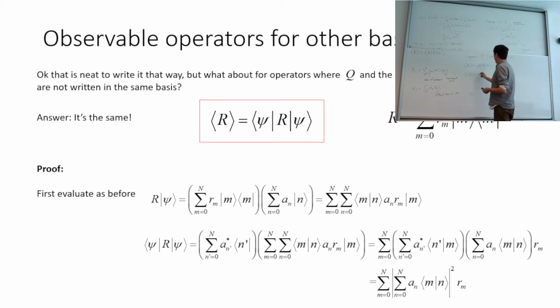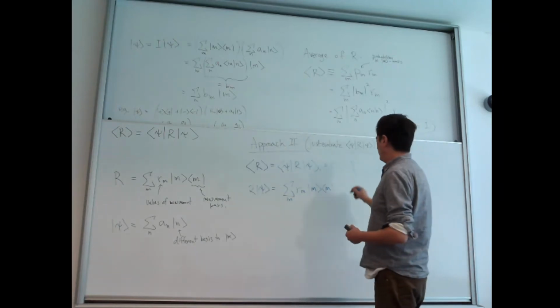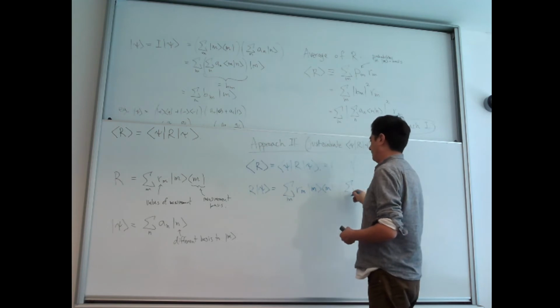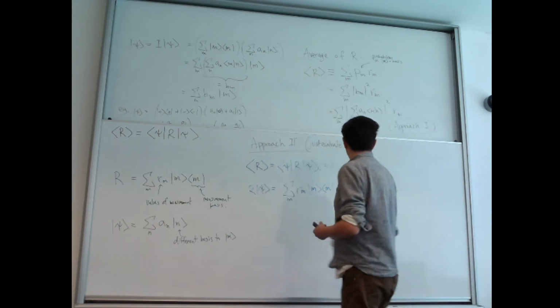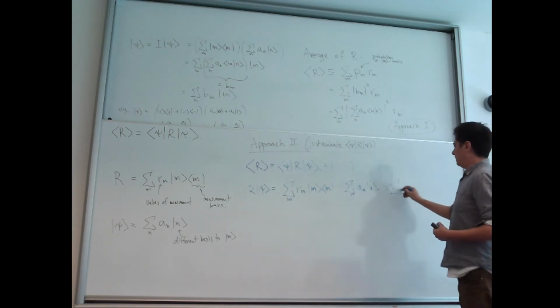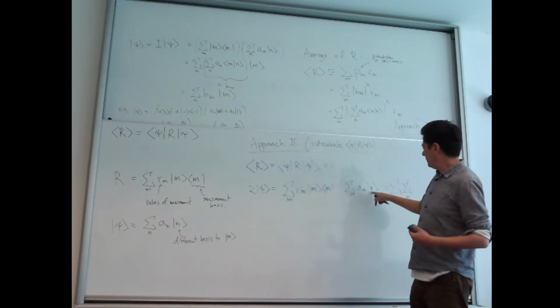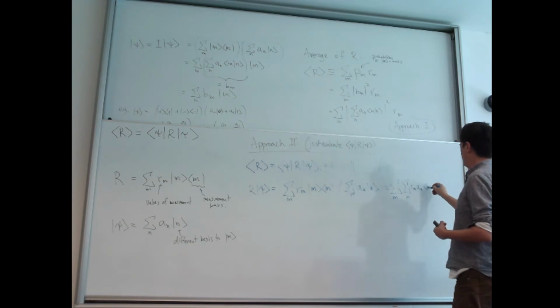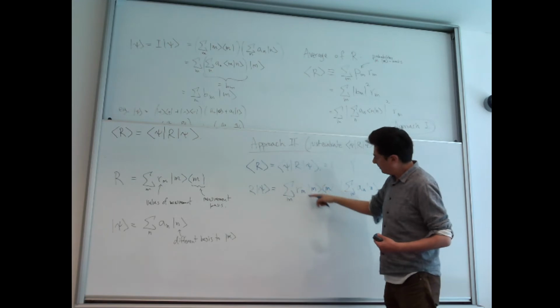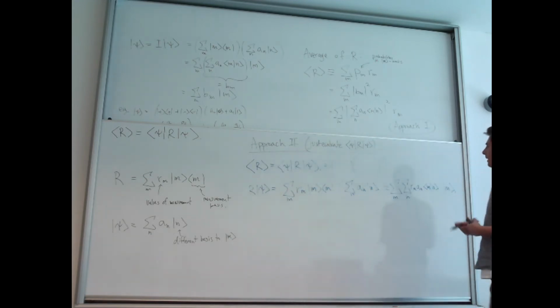Well, this is our definition of R, and that's our psi. So let's write it over here. This is going to be a double sum over m, n, and so we're going to have an inner product between this m and this n. We also have these coefficients r_m, a_n. And then finally, the vector that we're going to end up with is this one. So that's R times psi.